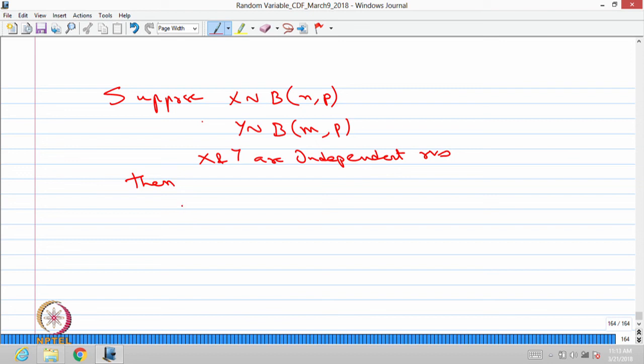Then also you will get a binomial distribution with the parameters n plus m comma p. That means if you have two independent binomial distributions with different n and m, whereas the probability of success in each Bernoulli trial p is the same for both the random variables, then the sum is also going to be a binomial distribution with the parameters: the sum of the first parameters comma the second parameter p.